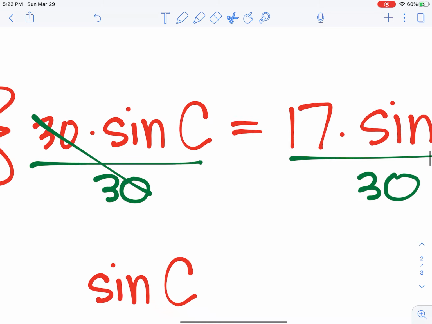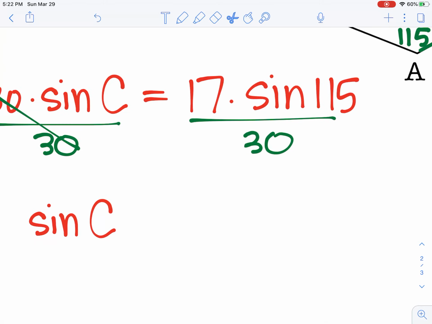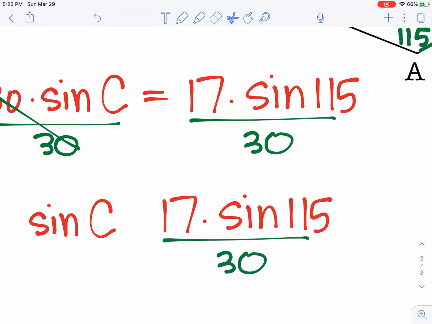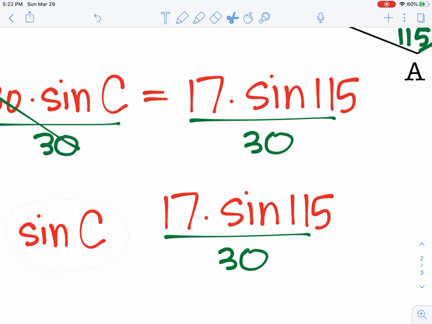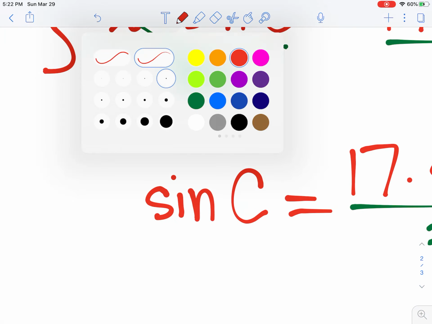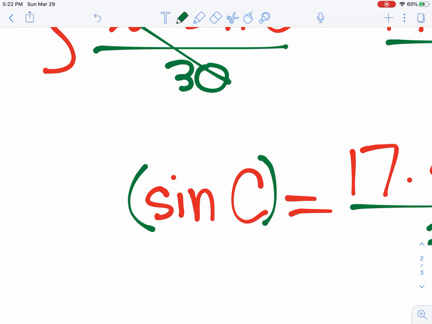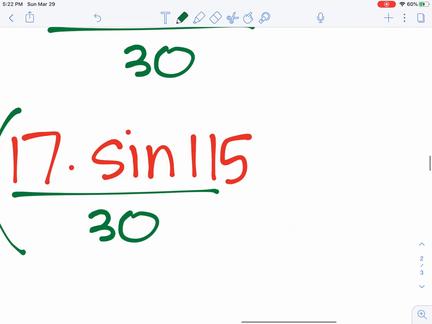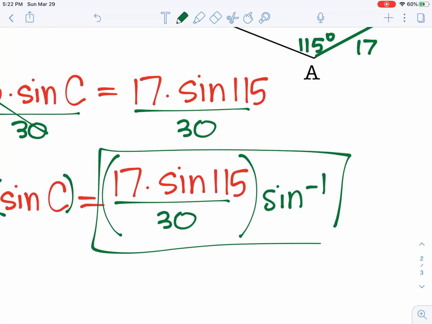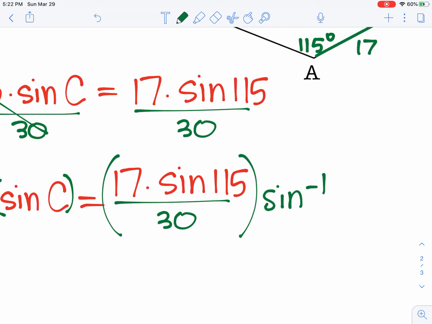So something we talked about in the previous notes with right triangles is the fact that the inverse of a sine is sine to the -1, or an inverse of a trig function is that trig function to the -1. So we're going to apply that here. To get C completely by itself, we're going to take the whole thing and we're going to do the inverse sine. So what you type into your calculator should look something like this.